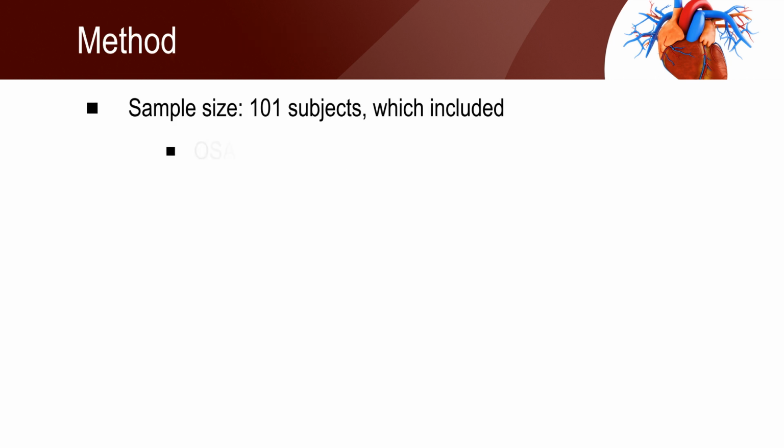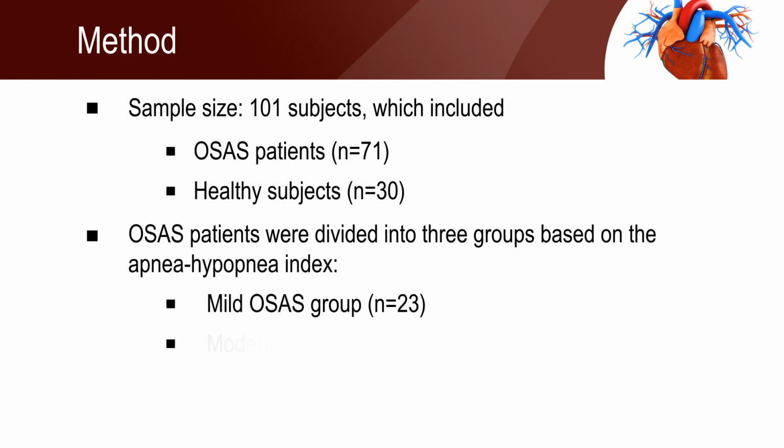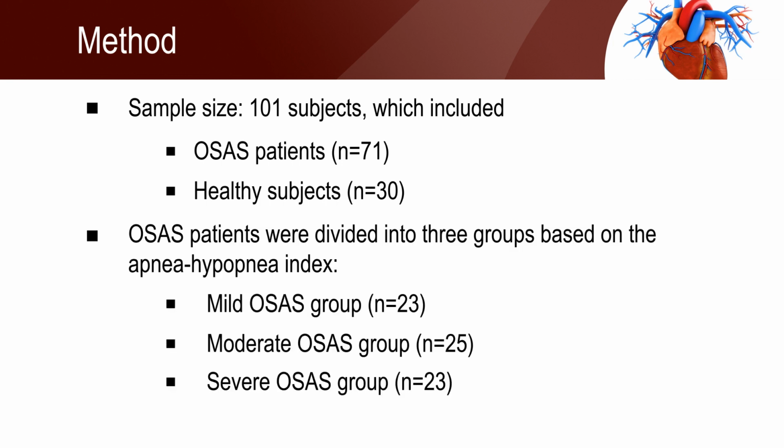The study included 101 subjects, in which 71 subjects had obstructive sleep apnea syndrome, and 30 subjects were healthy individuals. Patients with obstructive sleep apnea syndrome were further divided into 3 groups based on the apnea-hypopnea index, namely mild obstructive sleep apnea syndrome group, moderate obstructive sleep apnea syndrome group, and severe obstructive sleep apnea syndrome group.